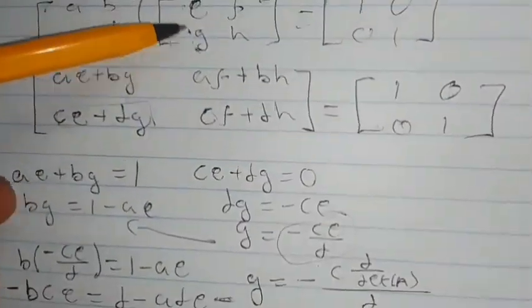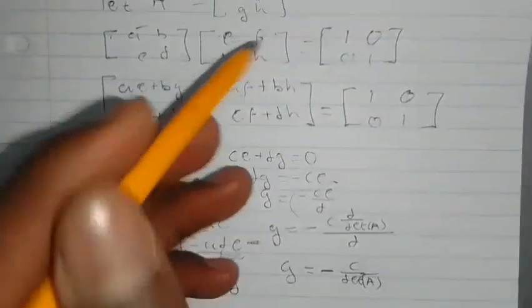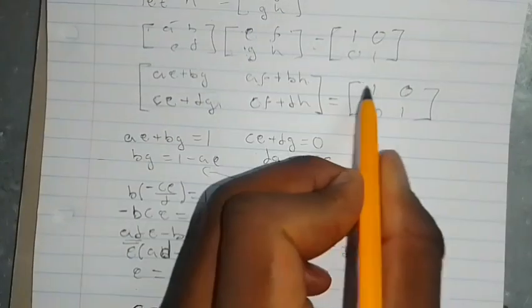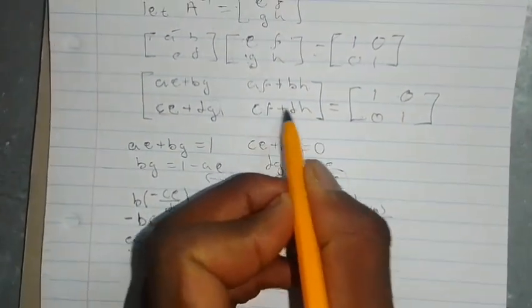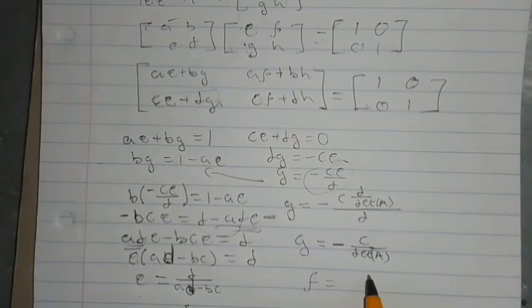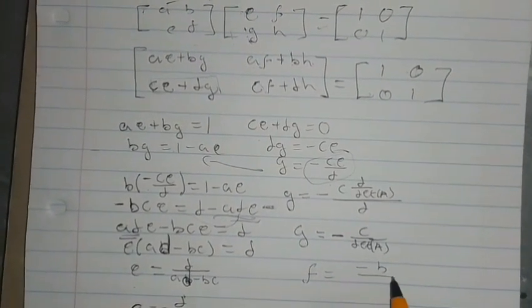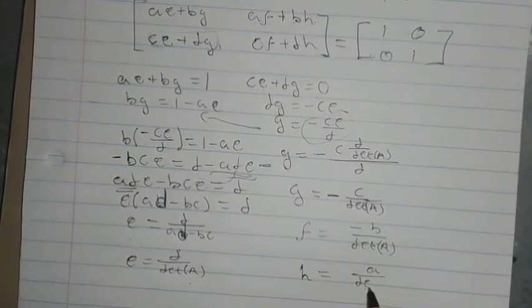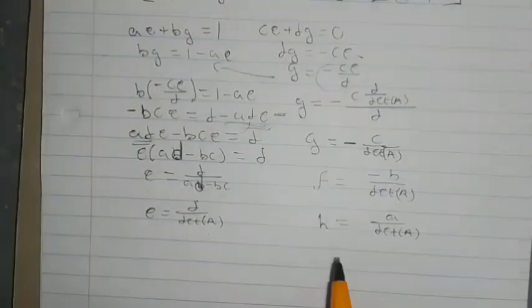So now we have solved for E and G. Similarly, we can solve the values of F and H. You can do that. AF plus BH equals 0 and CF plus DH equals 1. When you solve that, you get F equals minus B over determinant of A. And when you solve for H, you're going to get H being A over determinant of A. So that's what you're going to have.